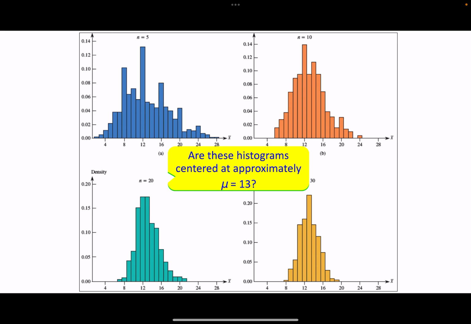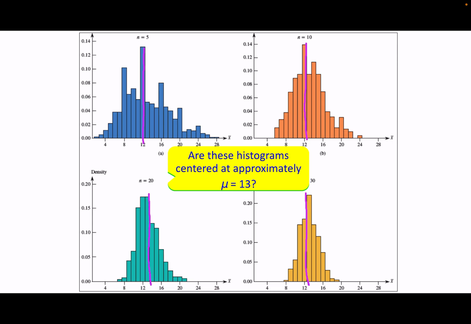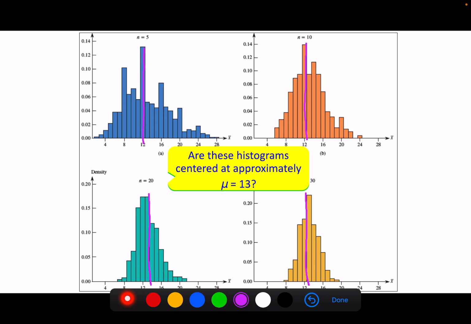And are they approximately centered around 13? Well, let's see, 12, 13, 14. So there's 16. So 13 is going to be about here. About here. About here. And about here-ish. And actually on this one, it's going to be about in the middle. And the same thing goes, it's going to be about here. These are some really bad lines. Sorry, y'all.